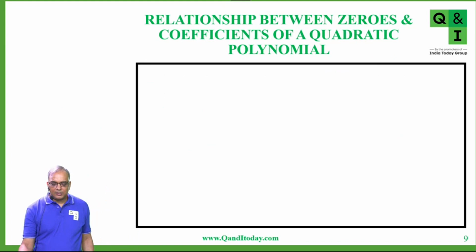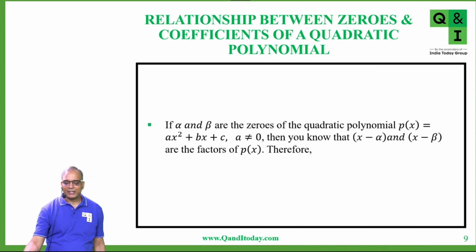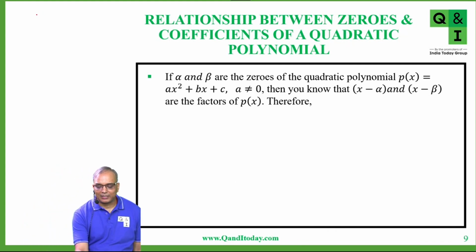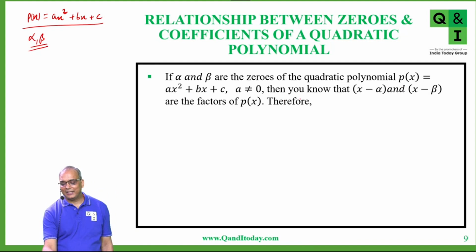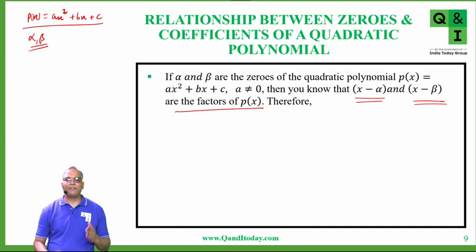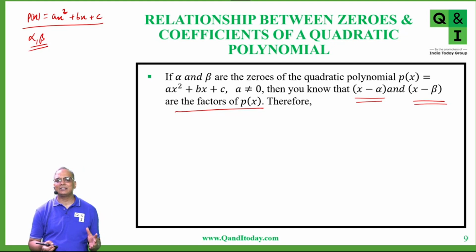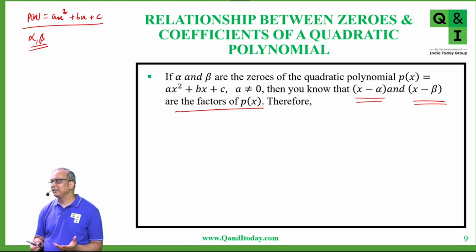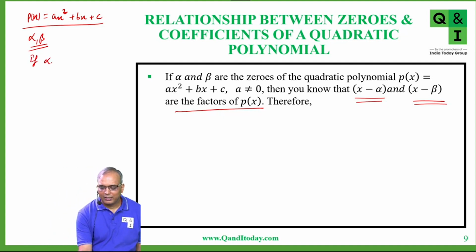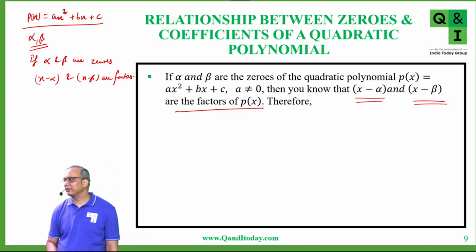Okay, good. Now the relationship between zeros and coefficients of a quadratic polynomial. So let's say you have a quadratic polynomial p(x) is equal to ax square plus bx plus c. This is the quadratic polynomial. Now, if alpha and beta are the zeros of this quadratic polynomial, then you know that x minus alpha and x minus beta are the factors of the polynomial. This we had studied in class 9th, that if alpha and beta are zeros, then x minus alpha and x minus beta are factors. That is what the factor theorem says, right? So if alpha and beta are zeros, then x minus alpha and x minus beta are factors of this polynomial. Is this clear?